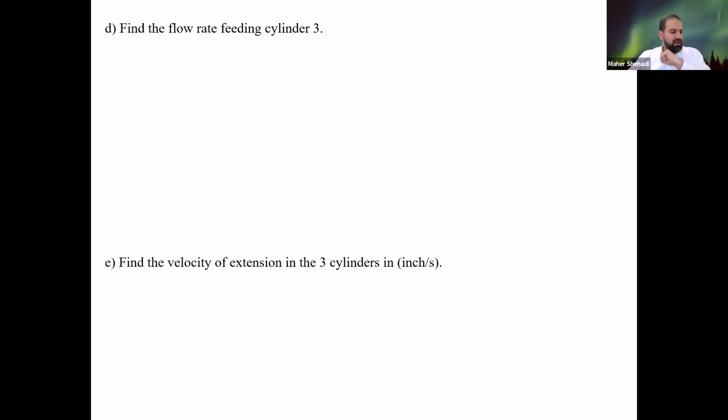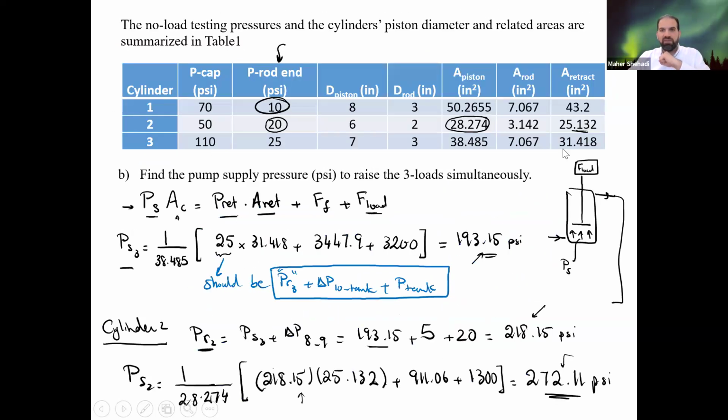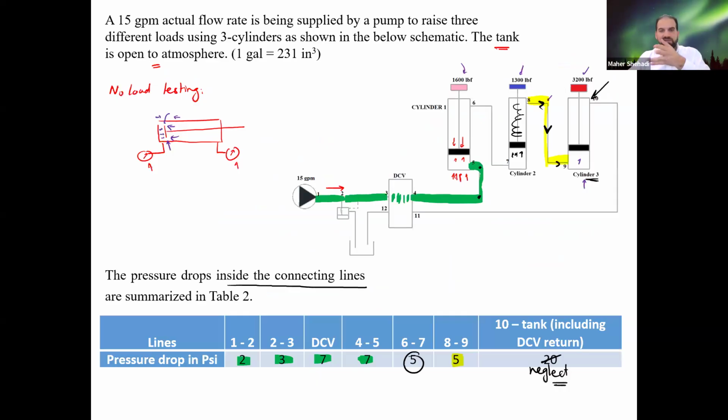All right. The next part, we need to find the flow rate feeding cylinder 3, which is the last one. Remember, the 15 gallons, you might say, oh, I have 15, so it has to be 15. No, that's 15 gallons per minute coming here, and it's feeding cylinder 1. But how much is actually feeding cylinder 3? It's different.